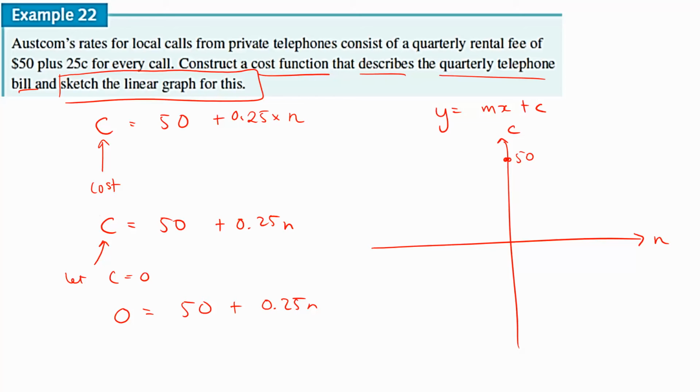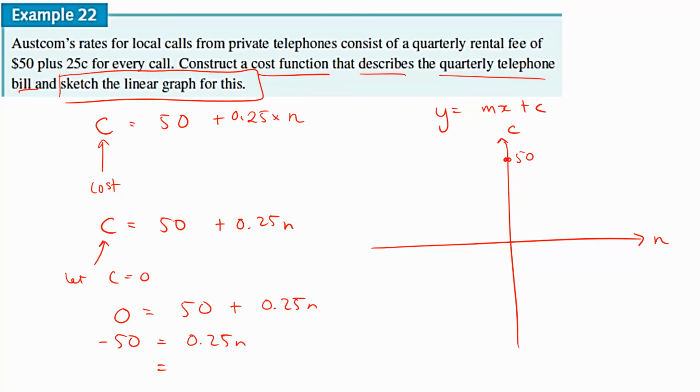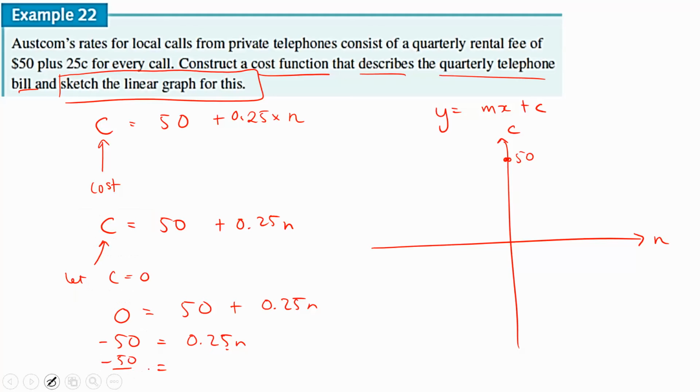Now if you work this out, minus 50 on both sides, because that's a positive 50, negative 50 equals 0.25 n. To find n, how do you remove the 0.25? What do you do? Divide. So if you divide negative 50 by 0.25, I'm just going to move it over here. Negative 50 divided by 0.25 will equal n. Now 0.25 is a quarter. So you're really saying negative 50 divided by a quarter.